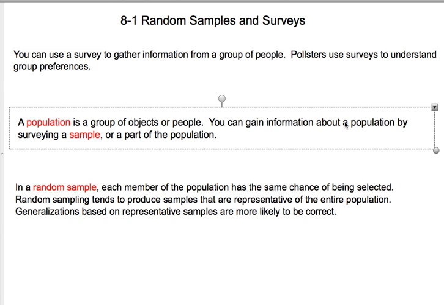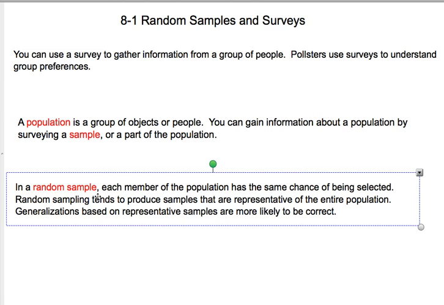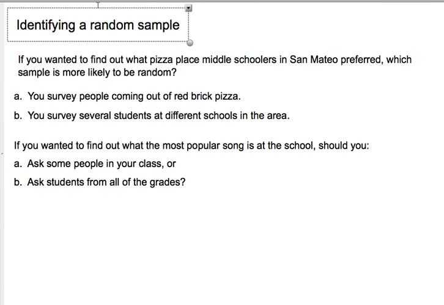You can gain information about a population by surveying a sample, which is part of the population. So if the population is the whole United States, you might sample some of the people in each of the states. Okay. In a random sample, each member of the population has the same chance of being selected. Random sampling tends to produce samples that are representative of the entire population, and then that way the generalizations, the inferences, the conclusions you come to based on your data are more likely to be correct if you use a random sample.